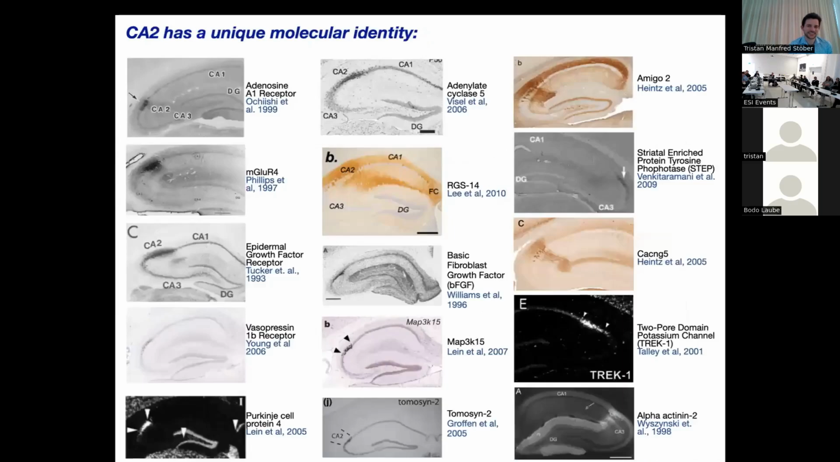One aspect of this tiny part of the hippocampus is that it has a unique molecular identity. I like to share this slide because it shows lots of different receptors that do important things, like metabotropic receptors and adenosine receptors. When you activate them, they have a fairly powerful downstream effect on the cell physiology. Many of these are highly enriched in CA2, if not exclusively expressed in area CA2. So the cells in this region still have a lot of surprises to share with us.